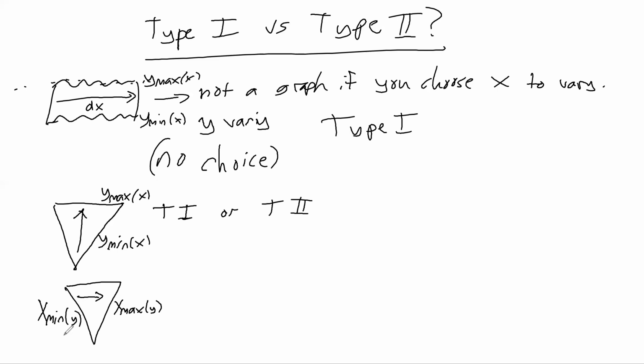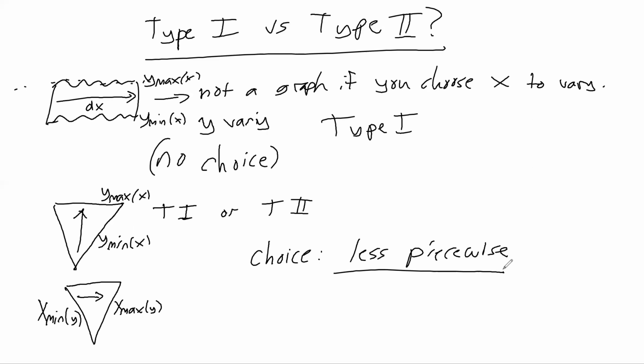So which one do you do? What you should do is your choice less piecewise. Choose the one with less piecewise stuff. So that means this is the right choice. Right? Because there's two curves we have to deal with now.